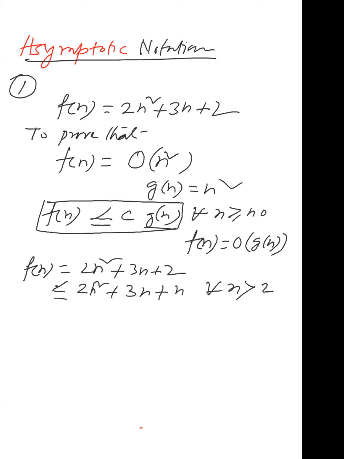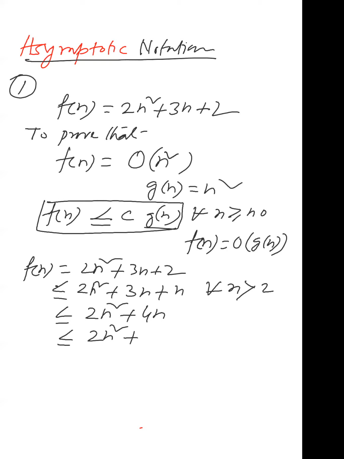Okay, and replace 2 by n for n greater than. So this becomes 2n square plus 3n plus n, 3n plus n. This is 4n. Now I want to replace this, it is n square, 2n square. Now I want to replace 4n by n square, 4n by 4n square.